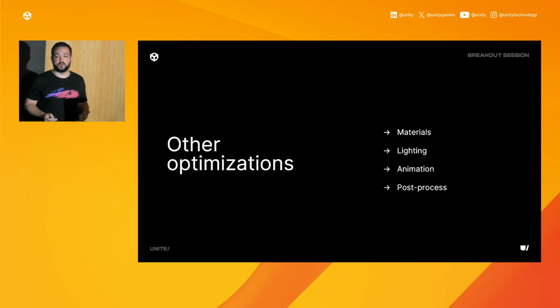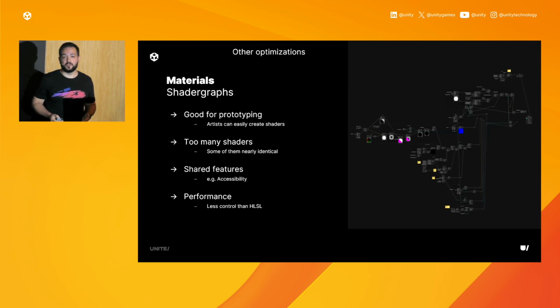Now I will quickly talk about other optimizations. The first one is about materials. Our project originally used Shader Graphs. They provided a great way to prototype our materials and achieve the look of the game.